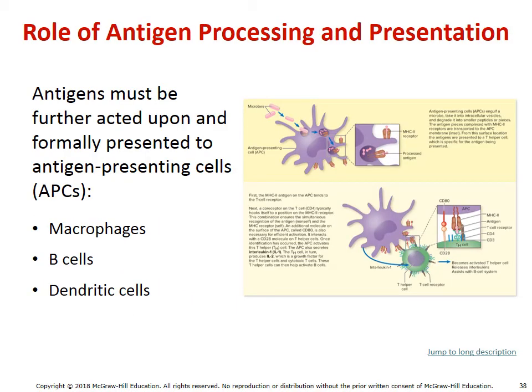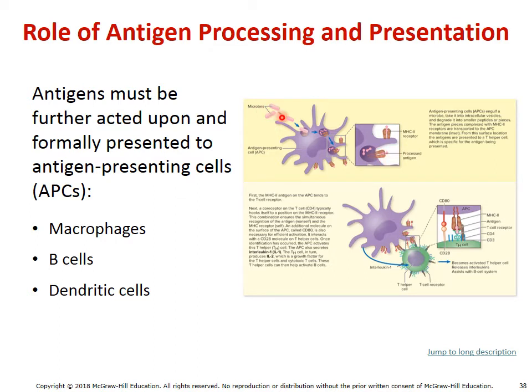So let's go through the role of antigen processing and presentation. We've talked about, again, macrophages, B cells, and dendritic cells as being options to present antigens to other cells. So let's go through the example here of how specifically this dendritic cell will take these microbes and turn them into antigens to activate other immune cells.